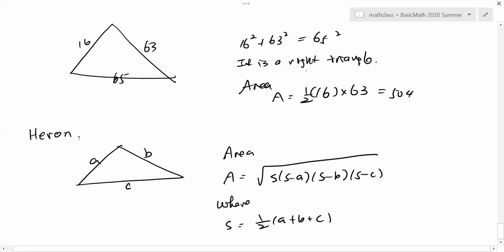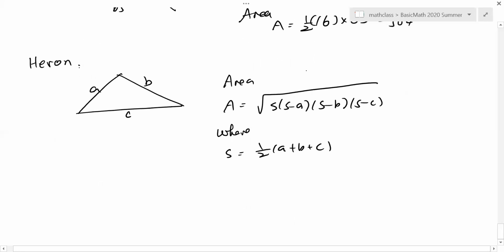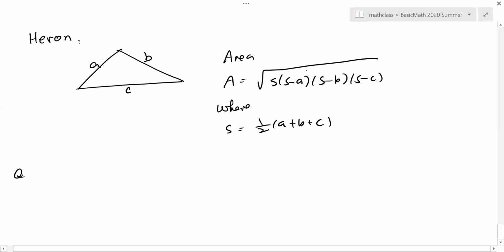That's interesting. We're not going to see how he was so smart to discover this, but it is a good formula. It doesn't matter which sides or what kind, it can take any numbers, as long as they form a triangle, then you have this formula. So this is a very useful formula.